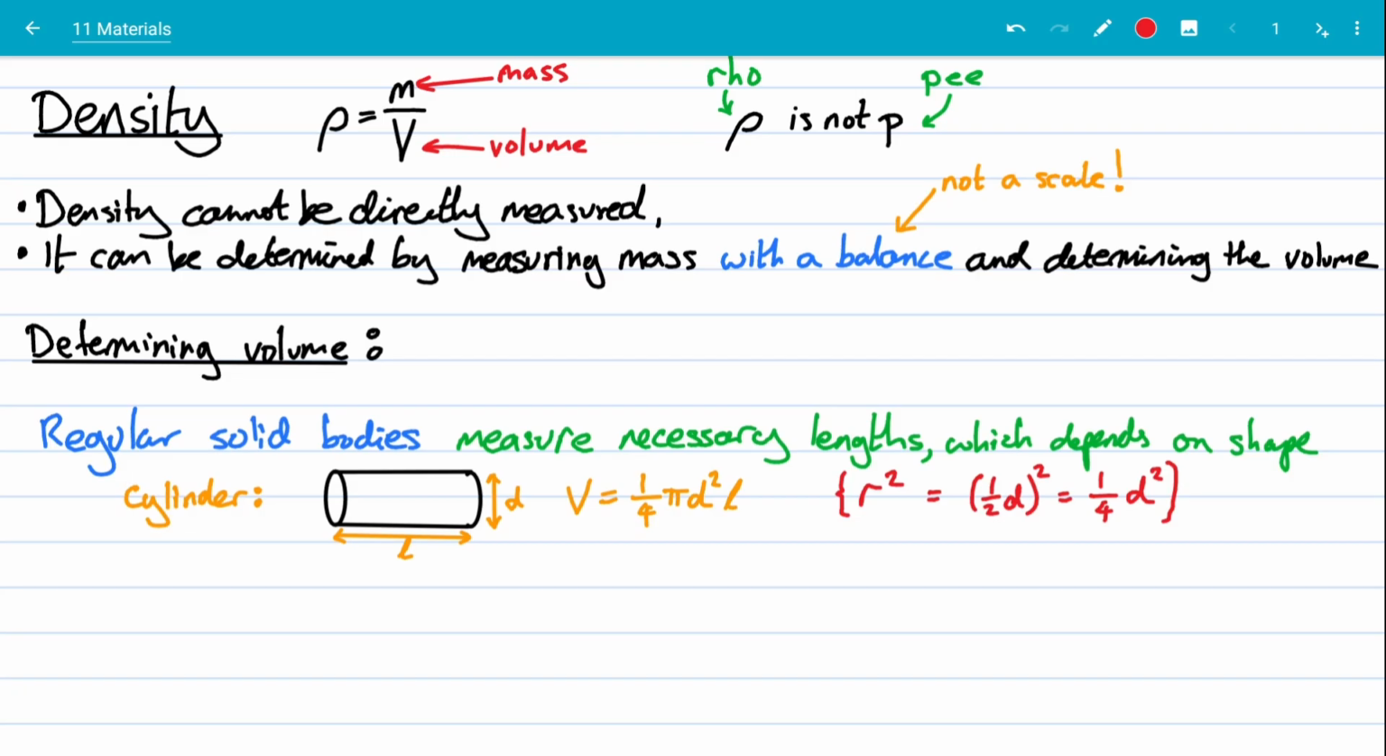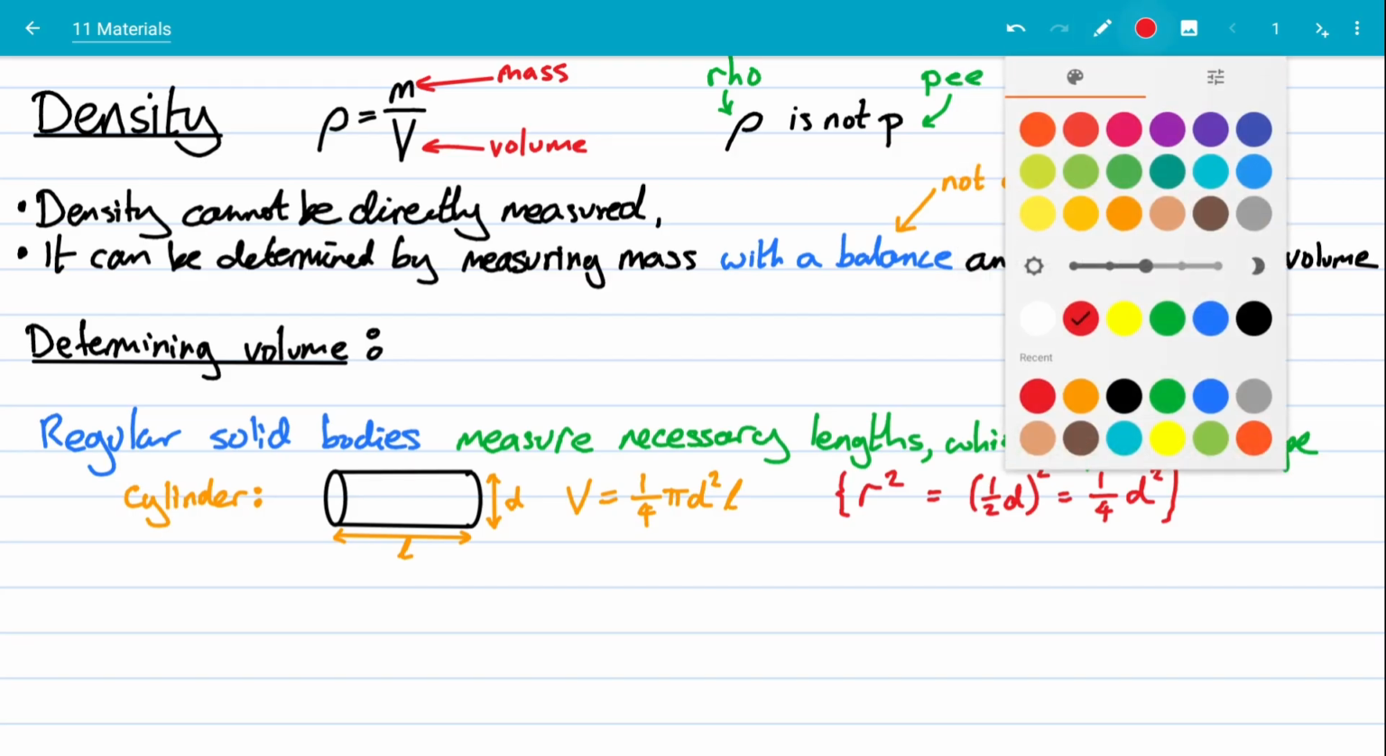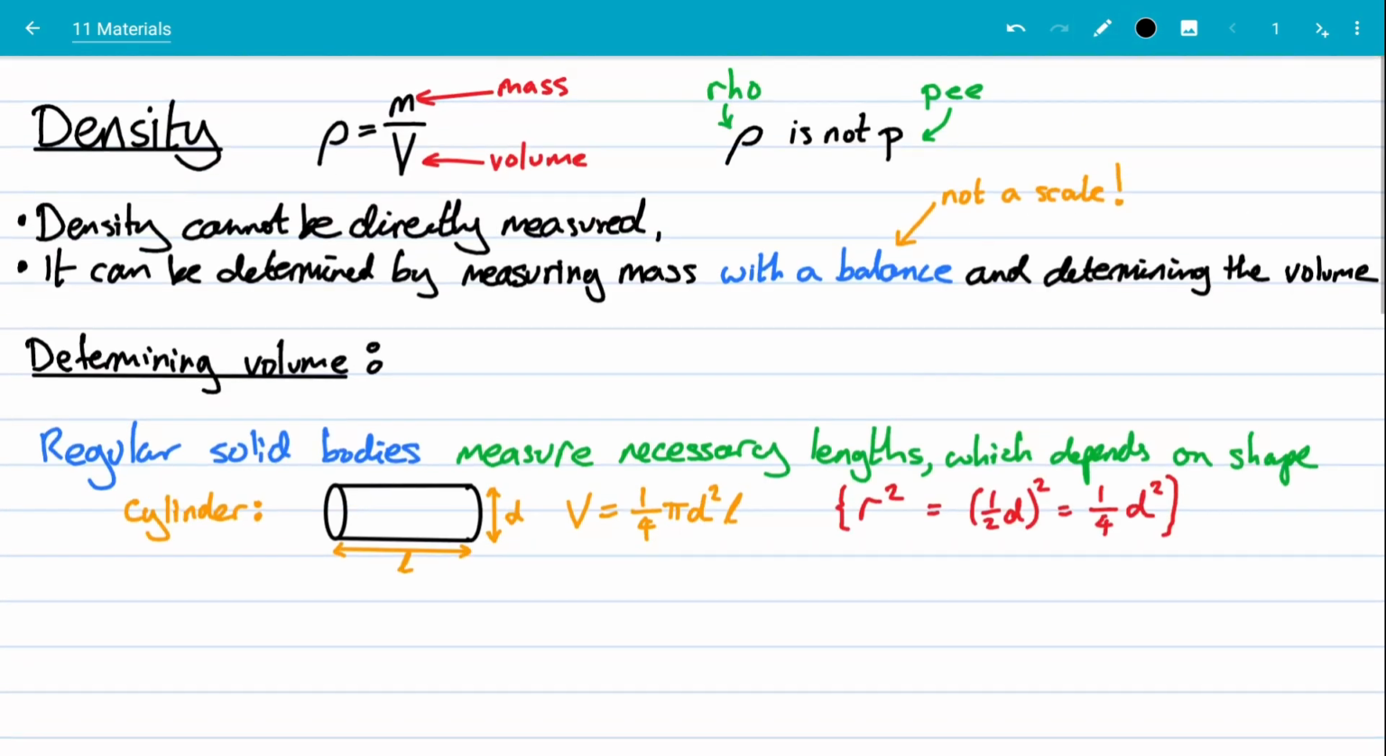Yeah, we measure the diameter of a cylinder or of a sphere using a micrometer or vernier calipers, or failing that, we could just use a ruler. But we would get a value which has more decimal places on our measurement if we use vernier calipers, or even better still, micrometers. So let's just make a little note of that.